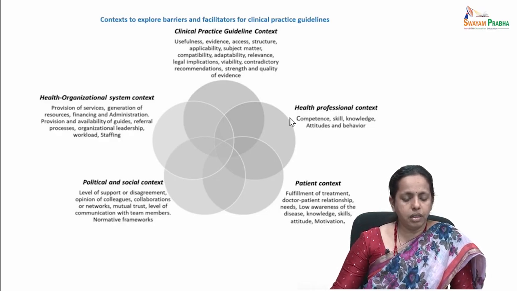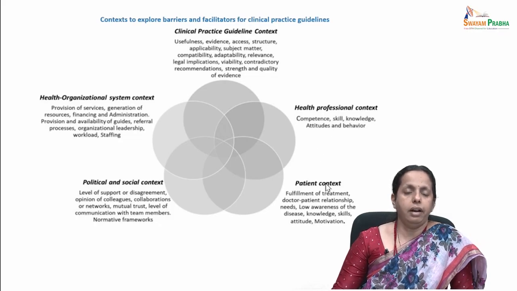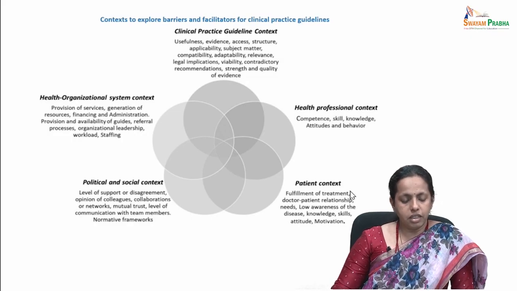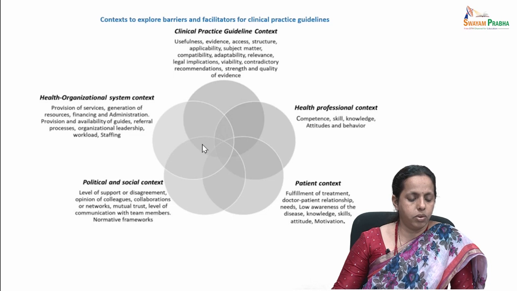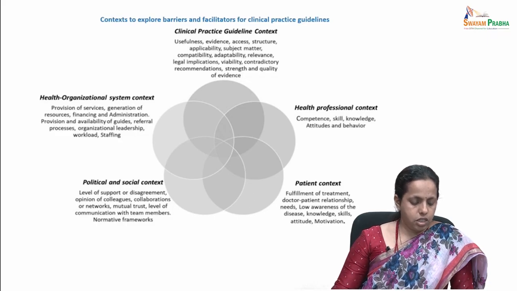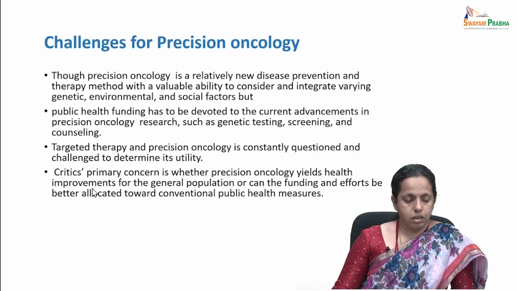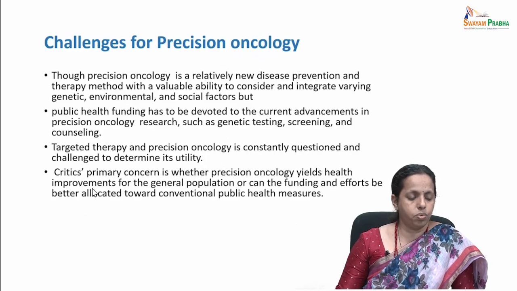From the health professional context, they should be really competent enough, with skill and knowledge. From the patient context, and the patient is the most central part here, it should be fulfillment of treatment, then doctor-patient relationships and needs. They need to have awareness of the disease, attitude, and they should be motivated. What could be the challenges for precision oncology?